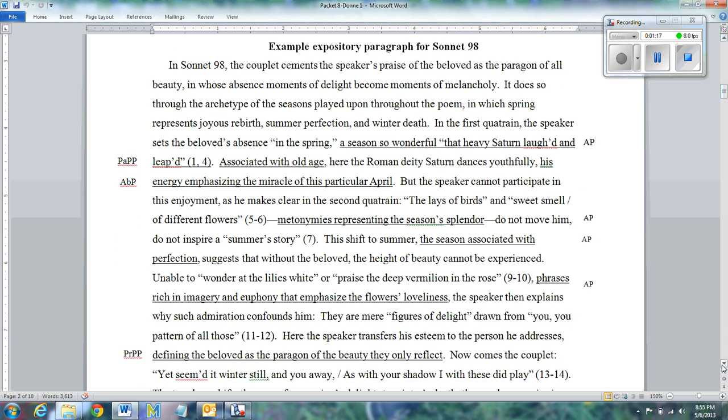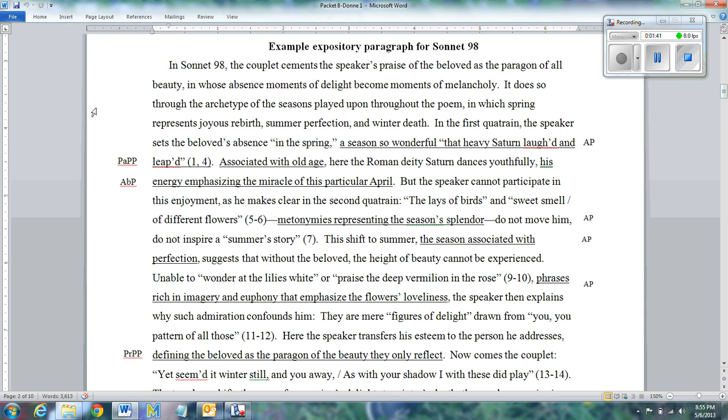Now what I'm going to do first is just read it through all the way from the beginning to the end. Part of my reason for doing this also is to teach you the poem because we haven't talked about the poem together. So this is sort of like an audio lecture via example paragraph on understanding Sonnet 98. All right, so here we go. I'm just going to read through it.